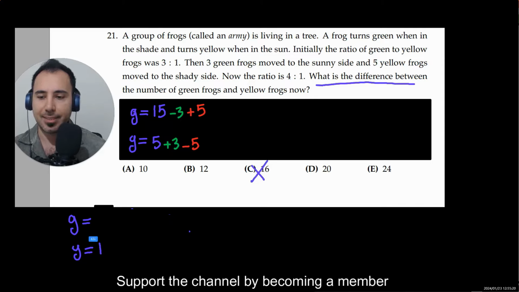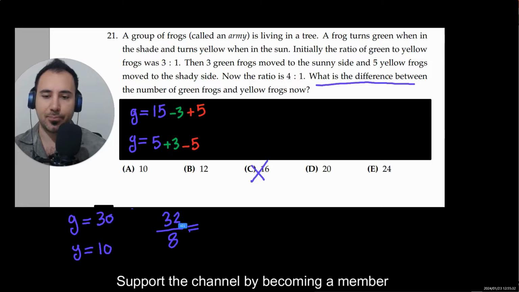So if we have 10 yellows, greens are 3 times more, 30. So this one will be plus 2, 32. This one will be minus 2, 8. So the ratio is 4. Right now, the green ones are 32. The yellow ones are 8. So greens minus yellow will actually be 24.